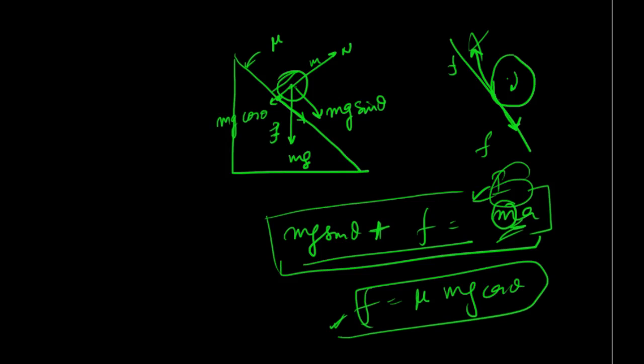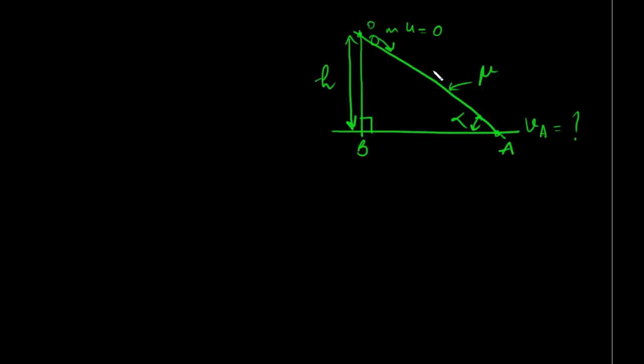Okay, so now let us take another question. We have an inclined plane and we have coefficient of friction as mu. A particle of mass m starts from point O with an initial velocity u equals 0. I want to find out the velocity at point A when the particle reaches point A. The height given is h and alpha is the angle. So there is a standard method. Okay, first I will follow. Actually, consider it a very small block. Okay, it is not a cylinder.